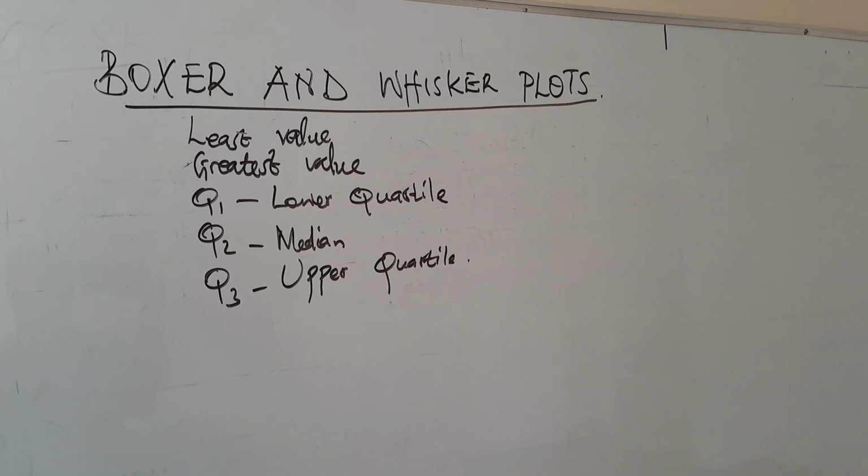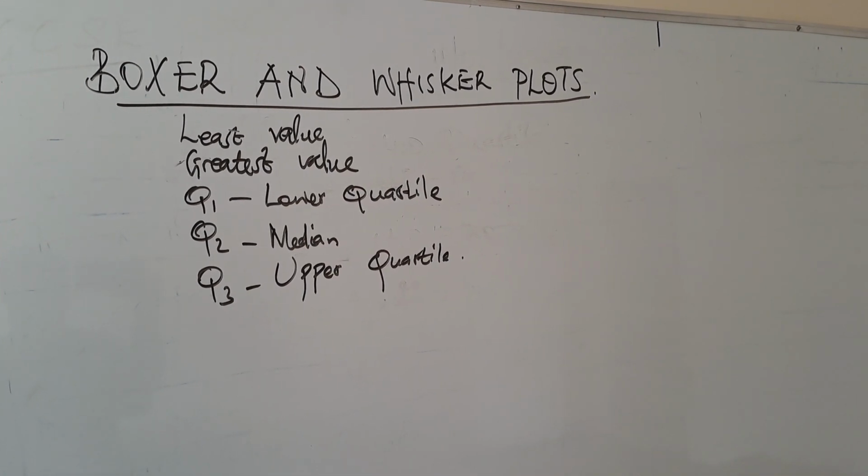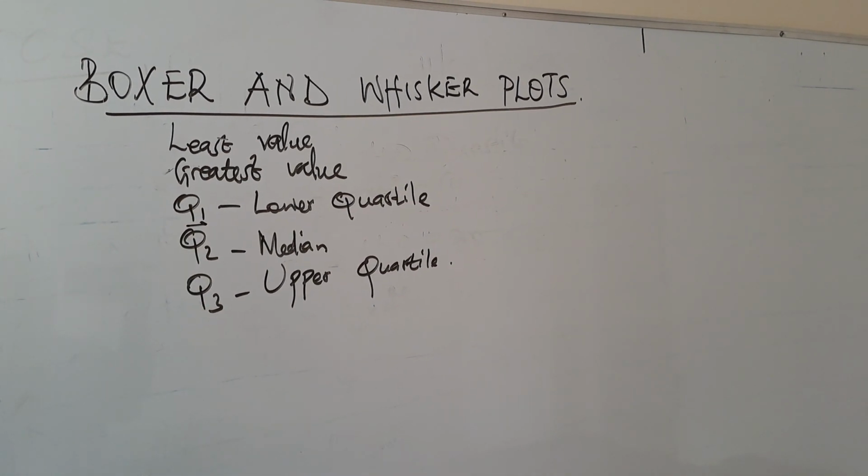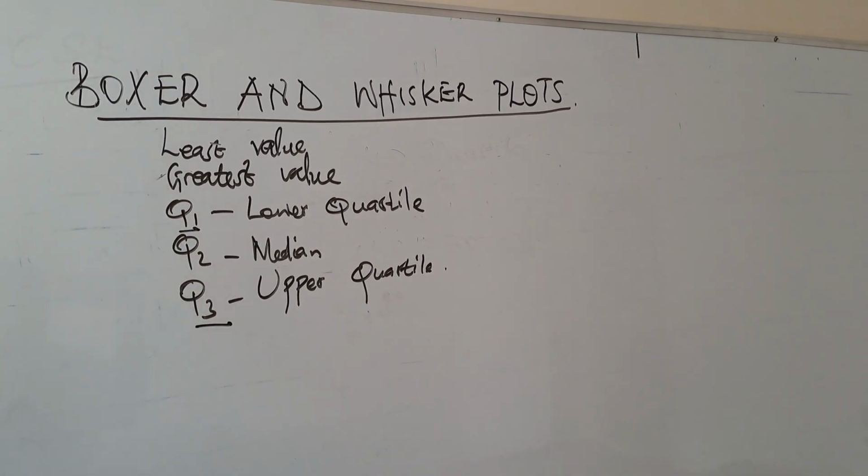The median of the lower half is the first quartile. So the lower half gives the first quartile, and then the upper half gives the third quartile.